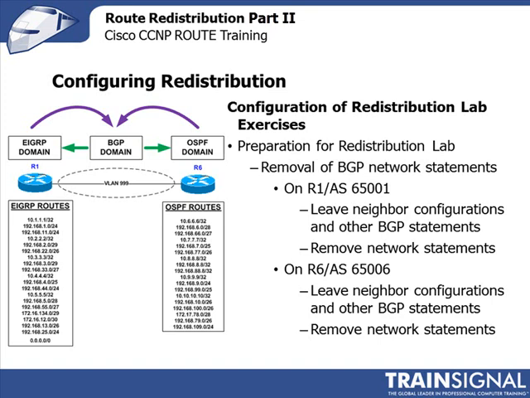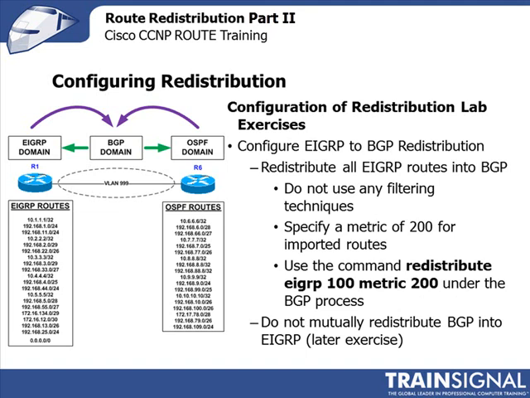It's already pre-configured. The first thing we're going to do then is redistribute all the EIGRP routes, which are pictured on the left of the graphic. And just like the blue arrow, we're going to redistribute the EIGRP routes into BGP. We're not going to use any filtering techniques. We're going to specify a metric of 200 for imported routes, and the command will essentially be redistribute EIGRP 100 metric 200. We're not going to, in this part of the exercise, redistribute BGP back into EIGRP. That's going to be a later exercise. We're going to do something different. So no filtering into BGP.